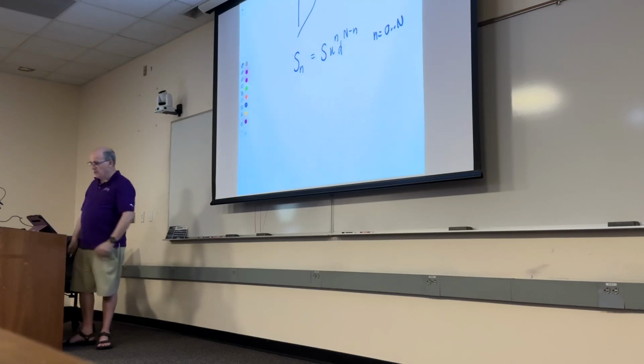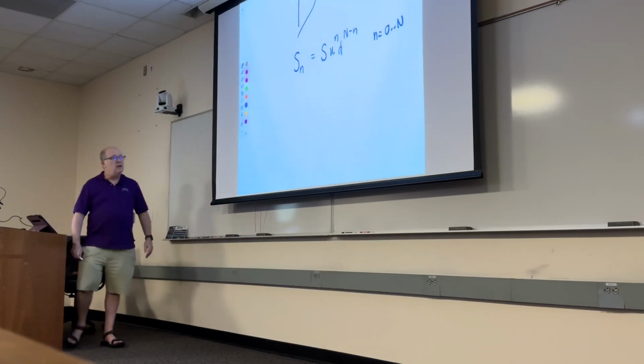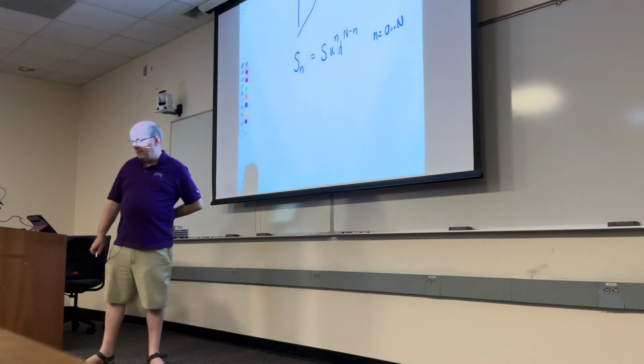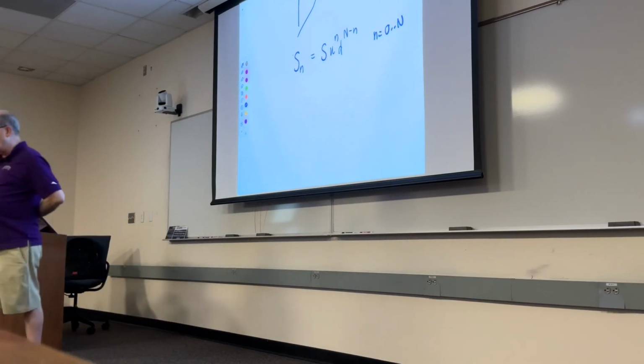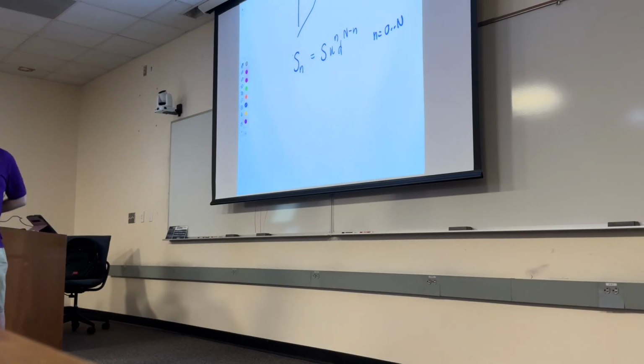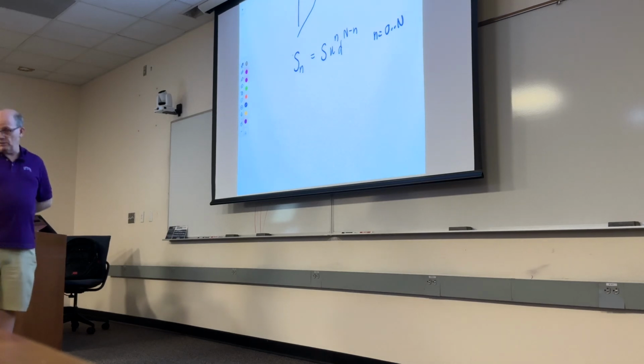So capital N, I said maybe there were 100 time steps. It's possible that it never went up. U to the n power is U to the 0. It always went down. Or it's possible it went up every time, in which case U gets the capital N power and D gets the 0 power.